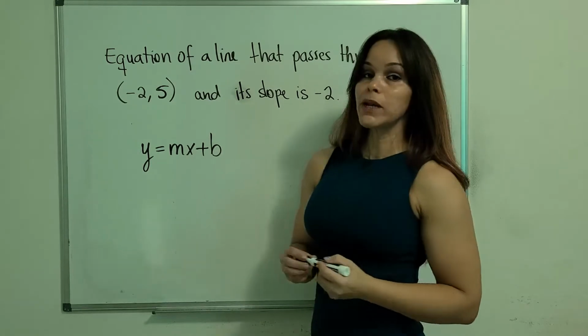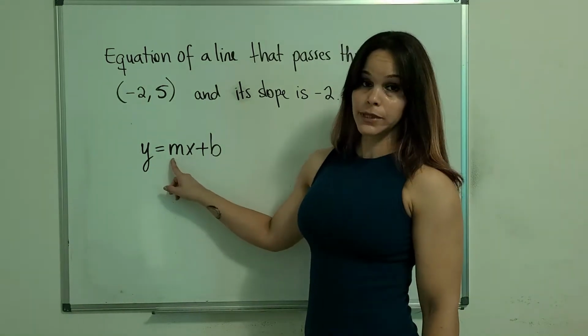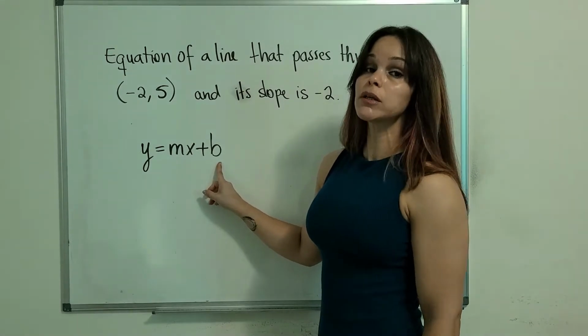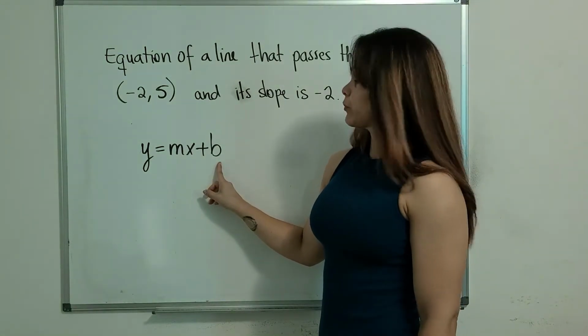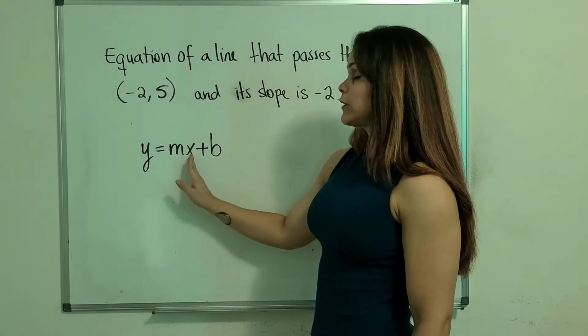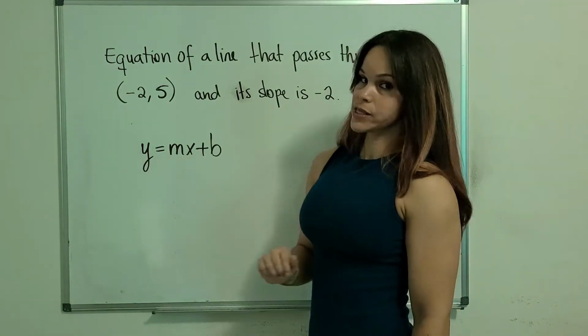Okay, so we need to replace m with the value of the slope, and b, which is going to be the y-coordinate of the y-intercept. So we need to find m and we need to find b. We're going to leave the x as a variable and the y as a variable.